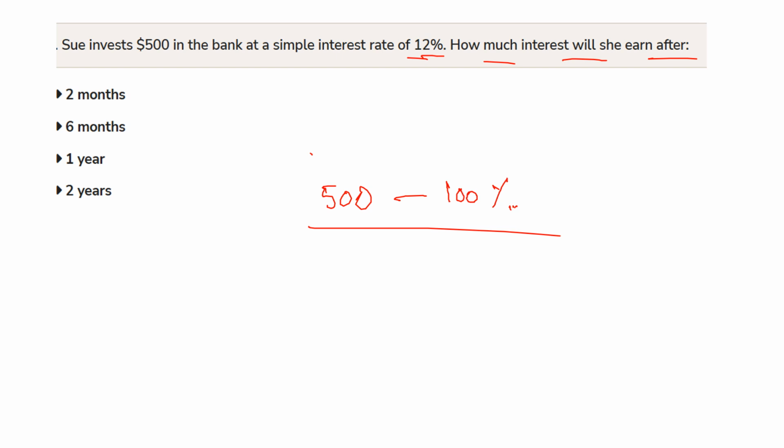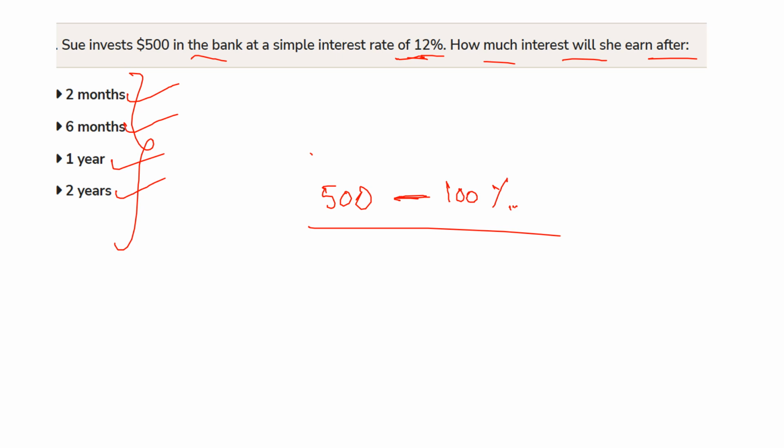Why I'm taking 100% here: this is the total amount. In the bank, it is simple interest at 12%. These are not options, guys. We have to find out the simple interest for 2 months, for 6 months, for 1 year, and for 2 years. Let's see how we can calculate this.